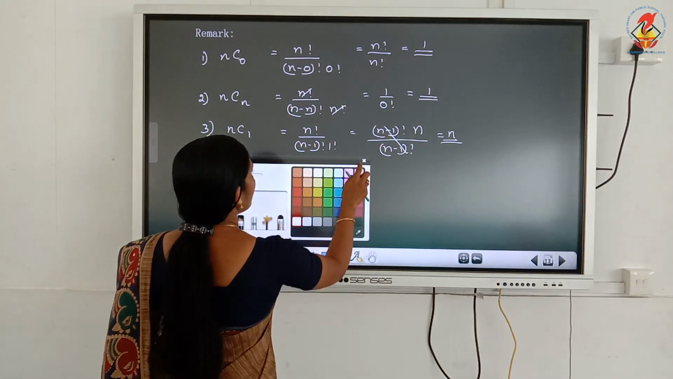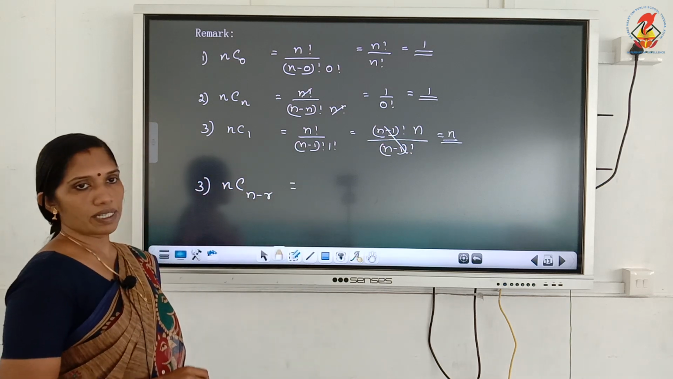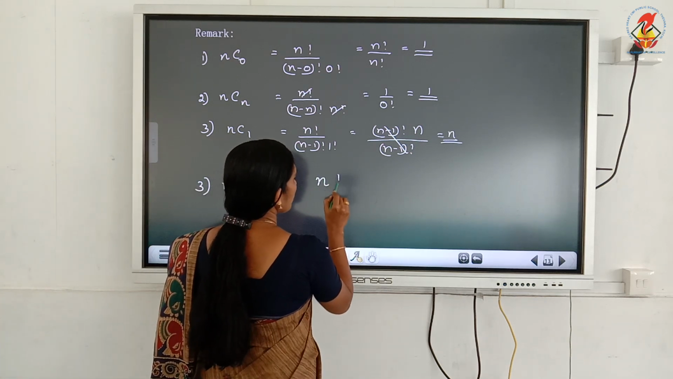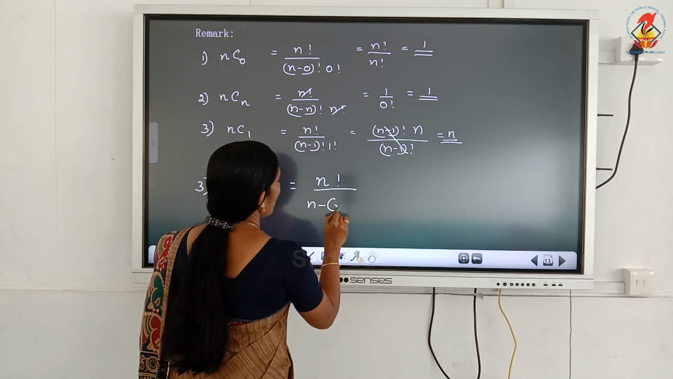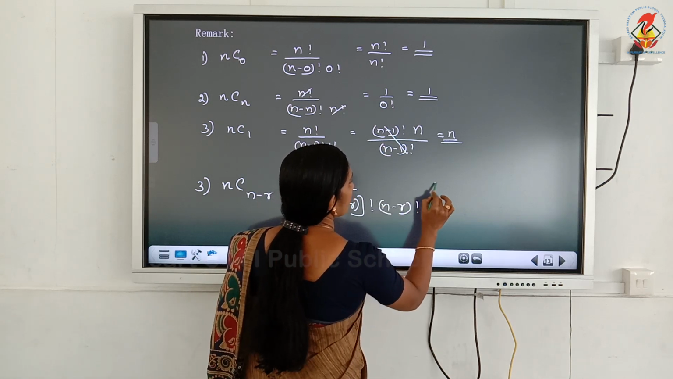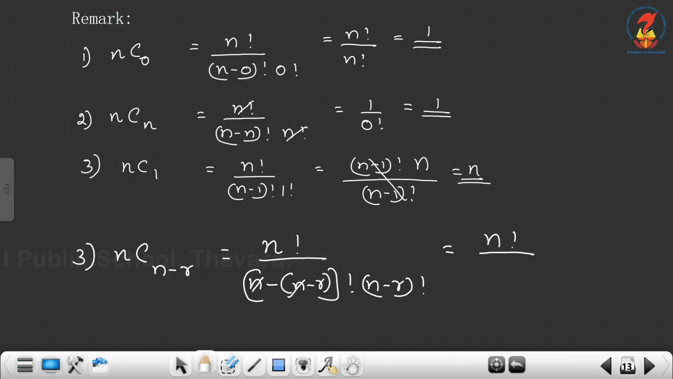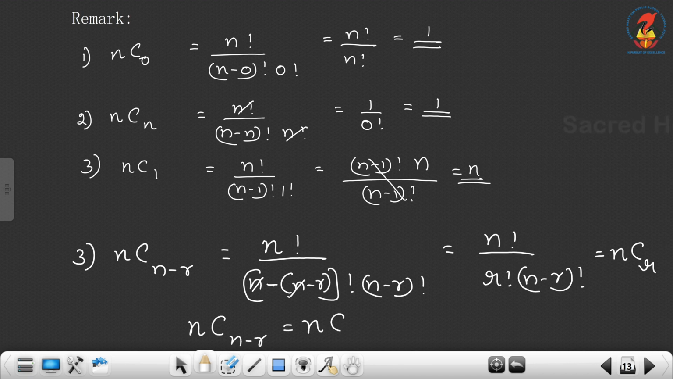Now the next result, nC(n minus r). What is nC(n minus r)? nC(n minus r) is equal to n factorial by (n minus r) factorial into (n minus (n minus r)) factorial. So this n and n cancel. So n factorial by r factorial into (n minus r) factorial. That is same as nCr. So nC(n minus r) is equal to nCr.